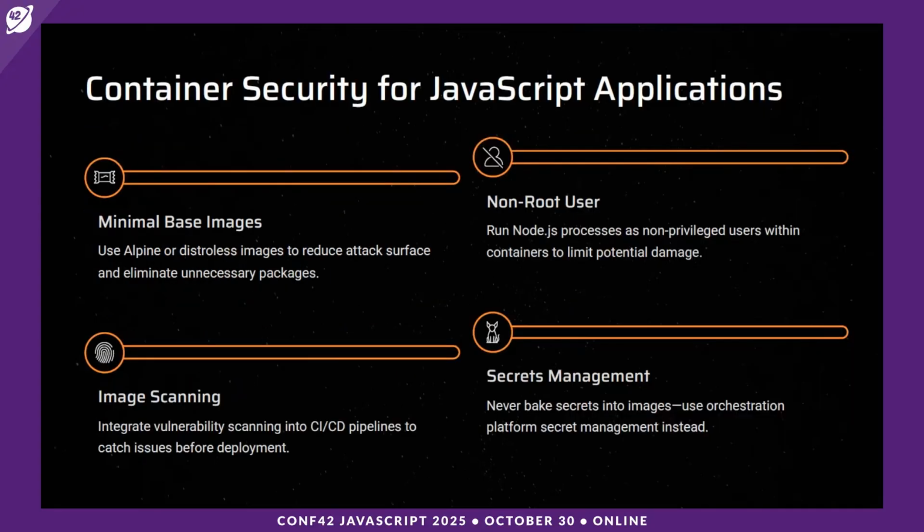So container security for JavaScript applications. Minimal base images: use Alpine or distroless images to reduce attack surfaces and eliminate unnecessary packages. Non-root user: run the Node.js process as a non-privileged user within containers to limit potential damage. Integrate vulnerability scanning into CI/CD pipelines to catch issues before deployment. CI/CD pipelines are a major workflow management system, so definitely we can automate all the code checks to avoid any issues before the deployment. And never bake secrets into images. Use the orchestration platform's secret management instead.